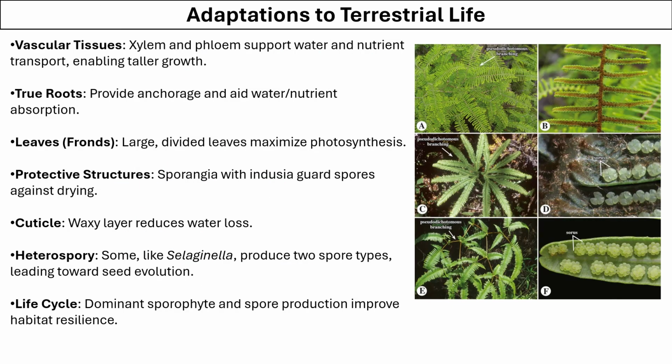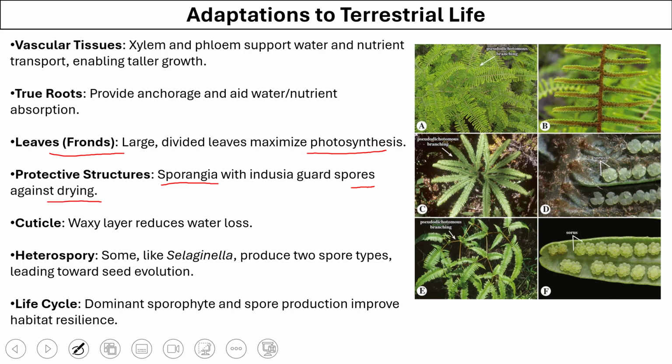Now let's look at the adaptations of pteridophytes for terrestrial life. The most important adaptation is that they have a well-developed vascular system with the presence of xylem and phloem. They have true roots which provide anchorage and also aid in absorbing nutrients and water from the substrate. They have large leaves which maximize their capacity to perform photosynthesis. They have protective structures like sporangia in which the spores are protected from the outer dry conditions.